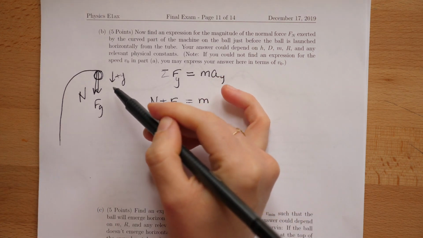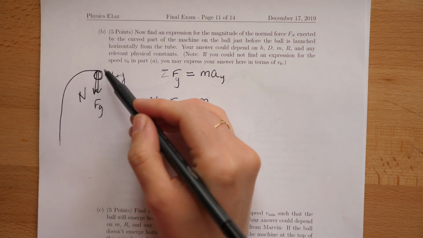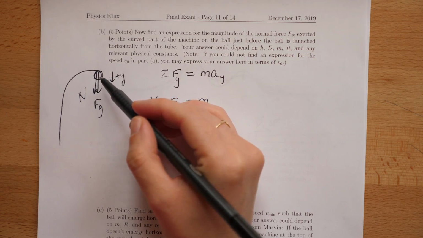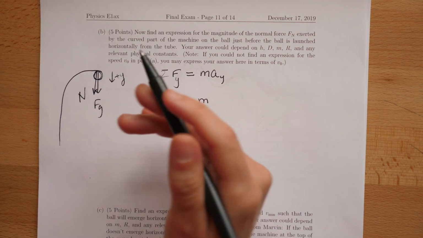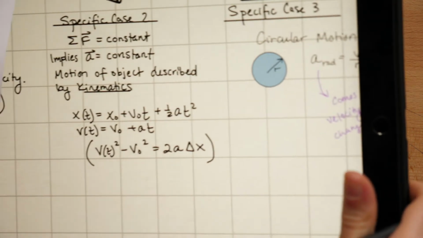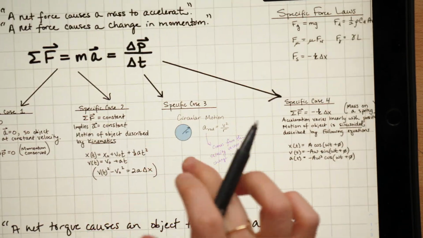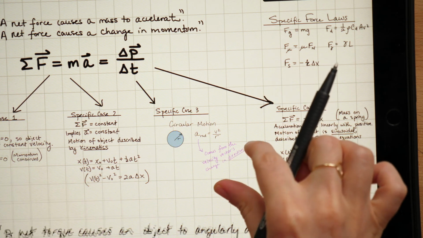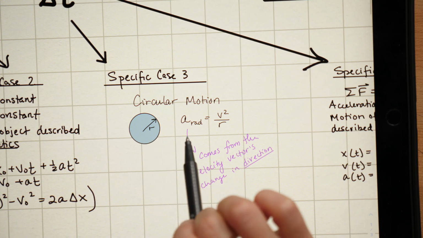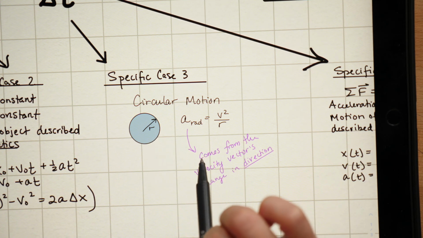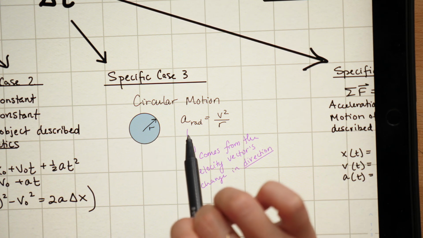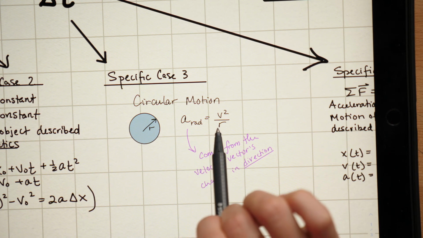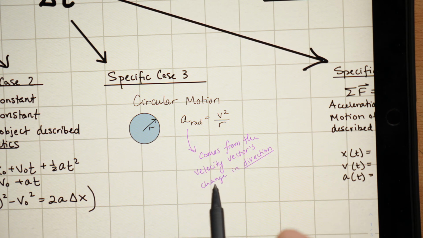Now, how is this ball accelerating? Well, since it's going around a circular track, it's moving in a circle. And if something is moving in a circle, that is for F equals ma, our specific case 3 for circular motion. If an object is moving in a circle, it has a radial acceleration, an acceleration that points inward, that's equal to the speed squared divided by the radius, which comes just from the fact that the velocity vector is changing direction.